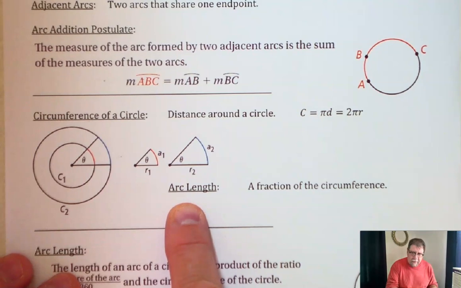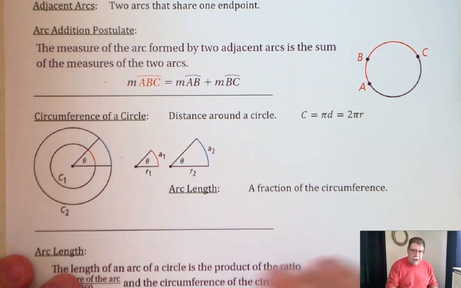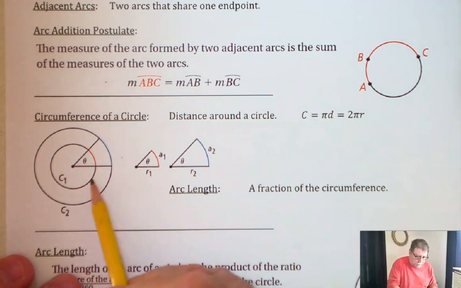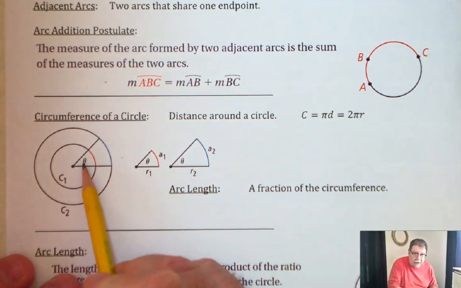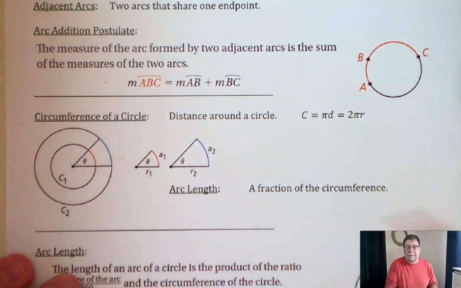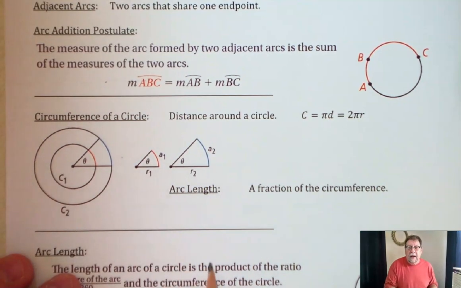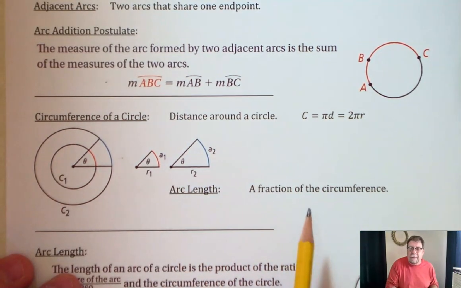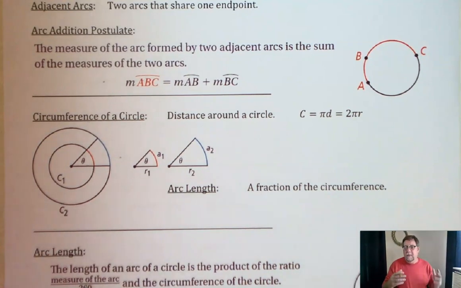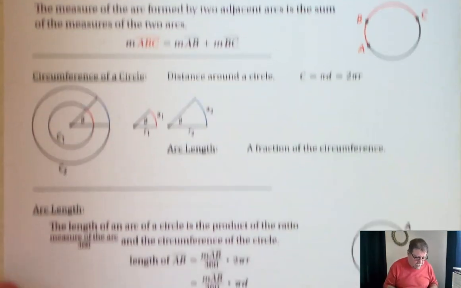Arc length, however, is different than arc measure. So the arc measure is simply the angle measure. So whatever the angle measure of this is, both of these would have the same arc measure, but the length of the arc is different. Obviously, the blue arc is longer than the red arc. And so a fraction of the circumference would be the length of the arc. And we'll get into that when we get to some examples.